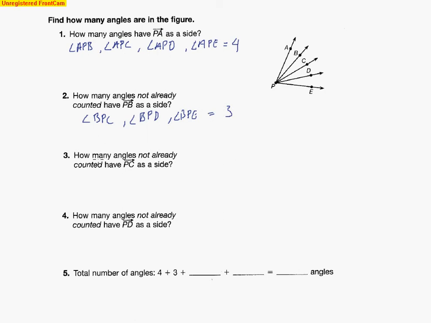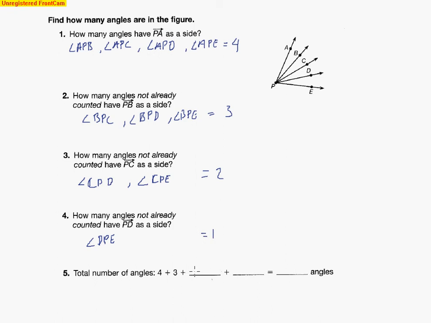Again it asks how many angles not already counted can I have with PC being one of the sides. PC's right here, so I have just 2 of them: angle CPD and angle CPE. That was CP to D and CP to E. So that makes 2 angles altogether. Then they ask, how many angles not already counted have PD? There was only one here, angle DPE, and that's it, just the one.